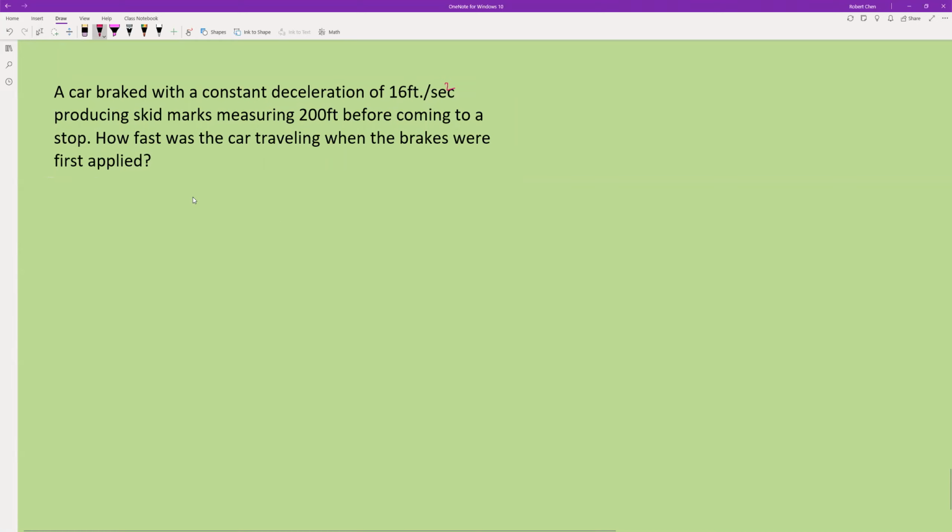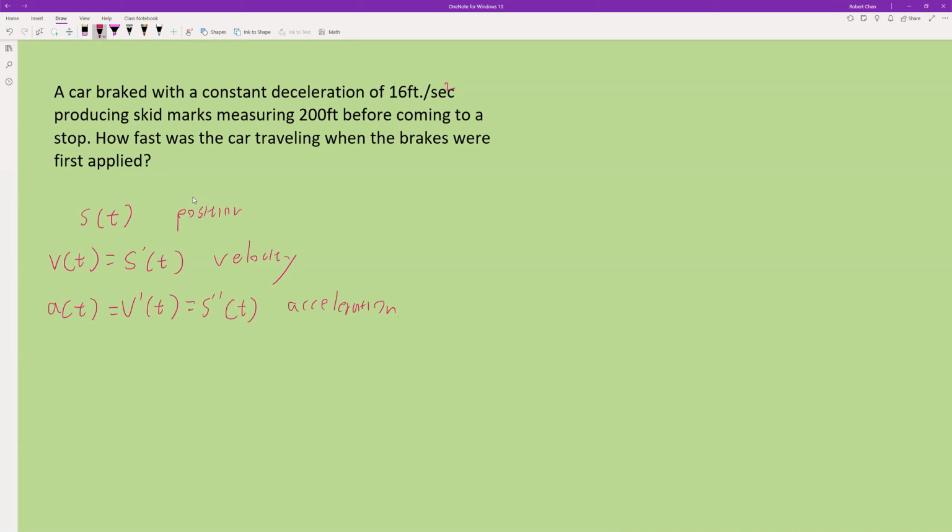So first, we know that the position function is S of t. Let's do a quick review. The velocity function is the derivative of the position function. And then the acceleration function is the derivative of the velocity, which is the second derivative of the position function.